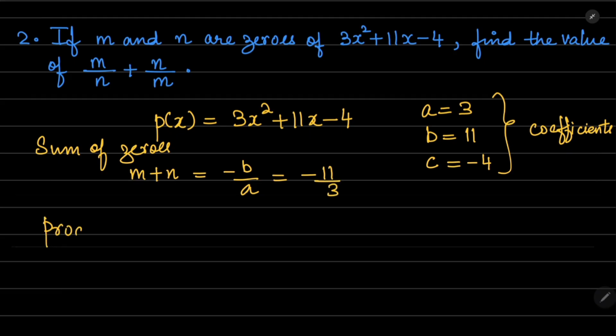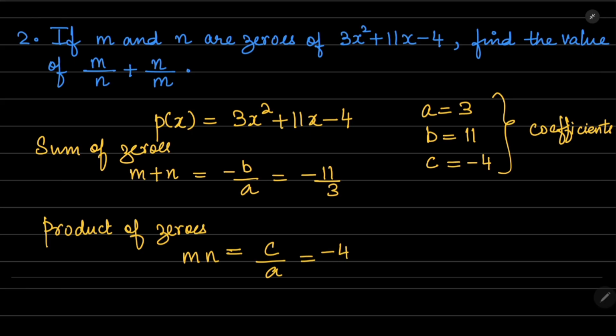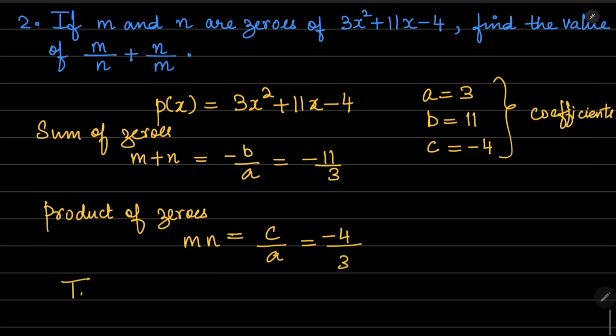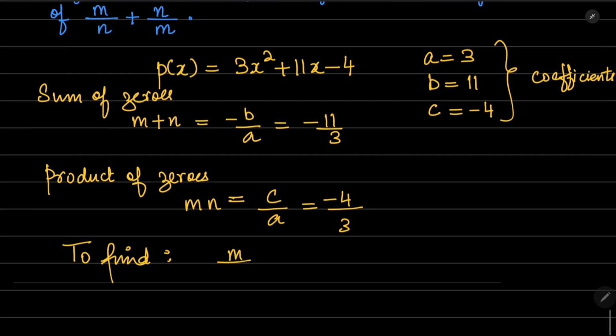Okay. So what is the product of the zeros? That is m × n = c/a. What is c? −4, and a is 3. Correct? Now what we have to find out is m/n + n/m. So take the LCM, which is mn. So the numerator will have m² + n².